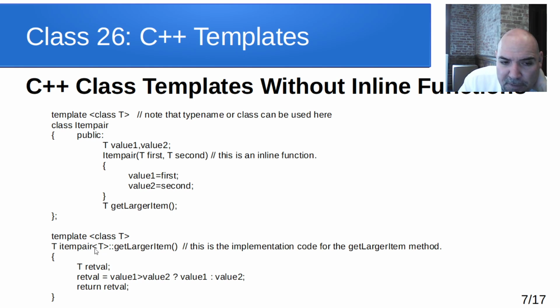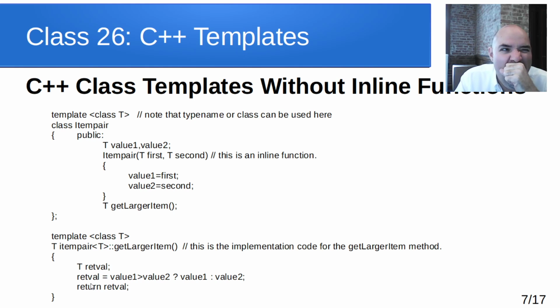So notice that if we make an integer version of this class, this is going to make an integer version of this method. If we make a floating point version of this class, this is going to make a floating point version of this method. If we made a player version of this class to have pairs of players, it's going to make a player version of that. All right, so very useful.